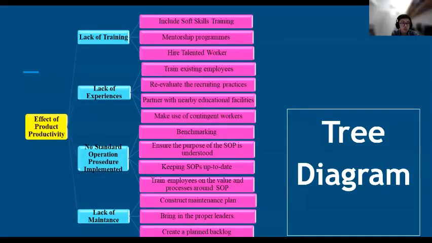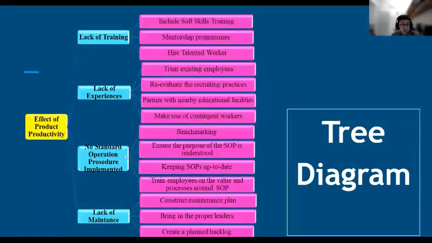The solution for the lack of training is to improve the soft skill training, mentorship program, and hire talented workers. Next, for the lack of experience, we propose to train the existing employees, revamp and evaluate the recruiting practices, nearby application creativity, and make use of contingent workers.